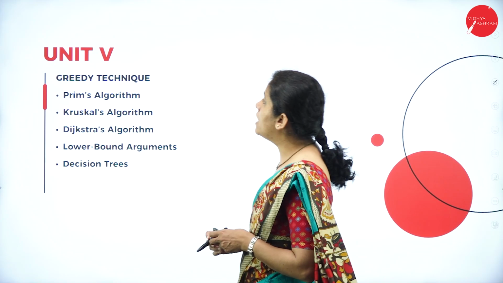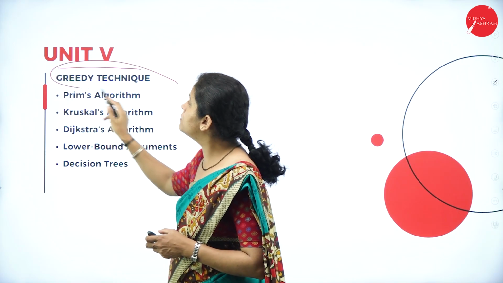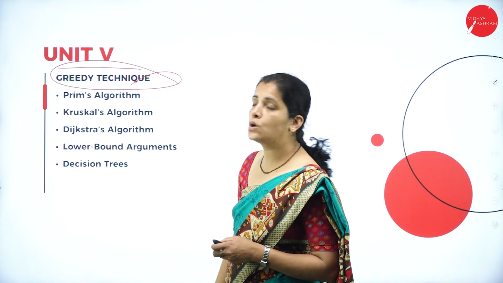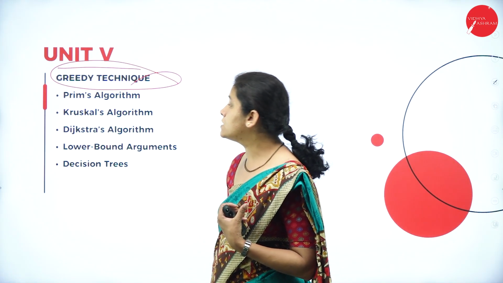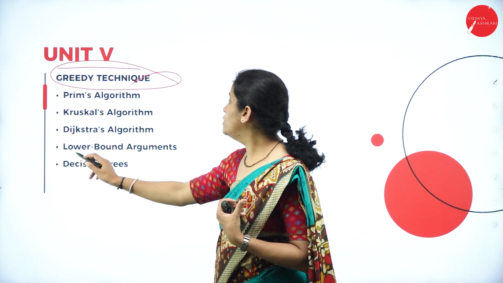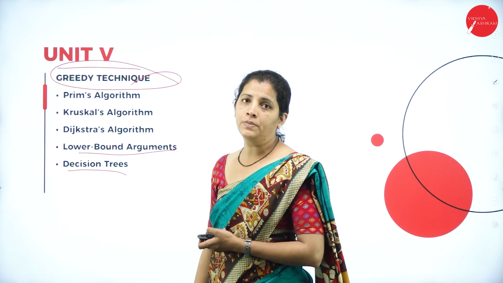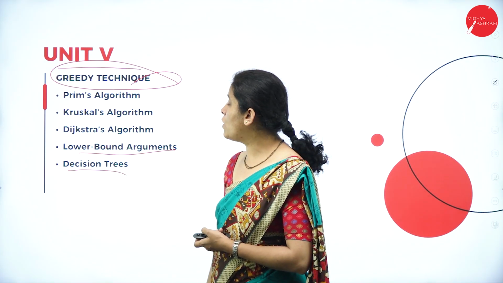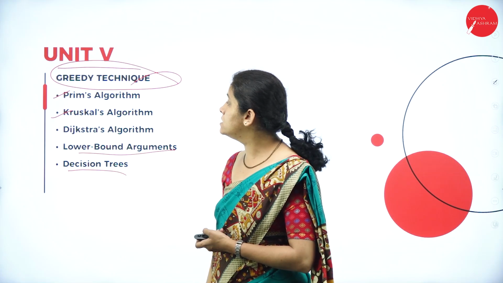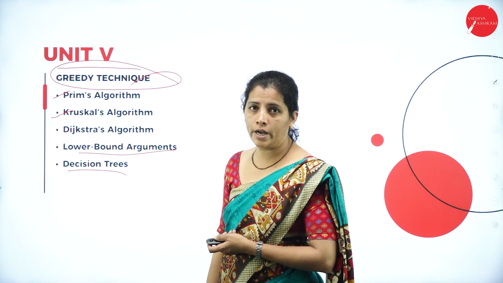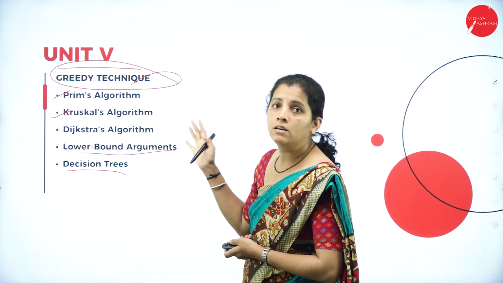Now, in unit 5, I have the greedy technique. Dear student, this technique is most commonly used to solve problems like Prim's algorithm, Kruskal's algorithm, and Dijkstra's algorithm. Along with that, lower bound arguments as well as decision trees. From the examination point of view, Prim's algorithm, Kruskal's algorithm, and Dijkstra's algorithm are very, very important. So, these are the 5 different units in this subject.